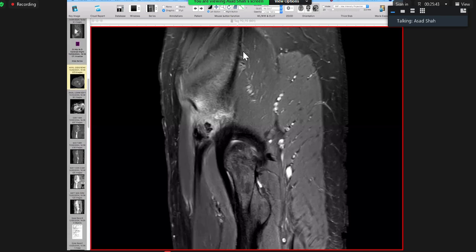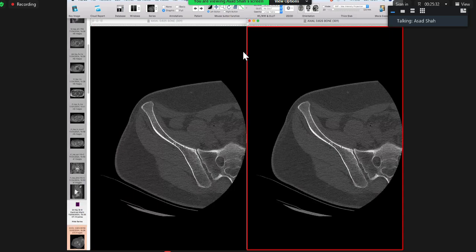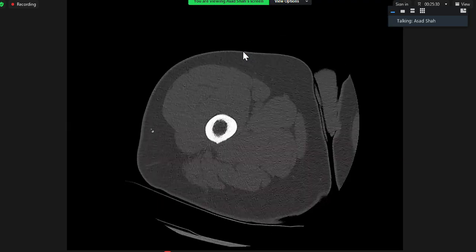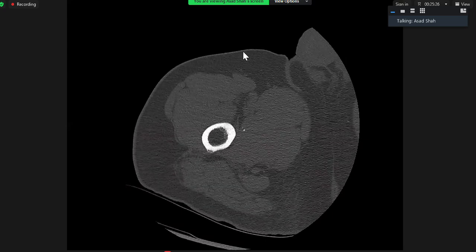Okay, so I'll put the, okay, what about if I put, well, let's start with the axial, I think. Axial will probably tell us is there an avulsion or not. And, okay, yeah, you want to scroll? Yeah. All right, okay, we're going up now.